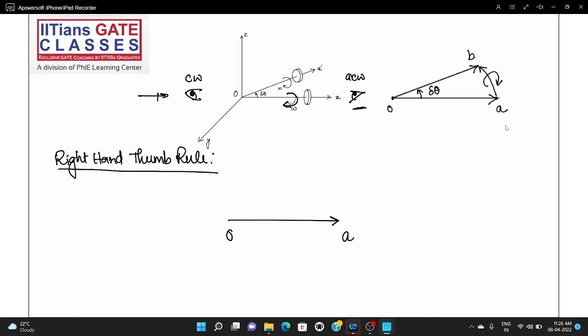You just use the right hand thumb rule: curl your fingers in the direction of rotation. The direction of the thumb will represent the direction of the angular velocity. So OA is the direction of angular velocity, right?